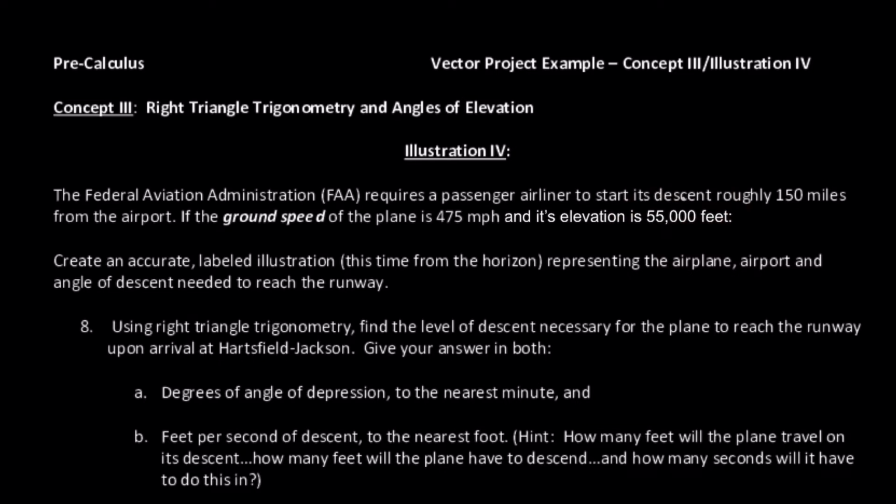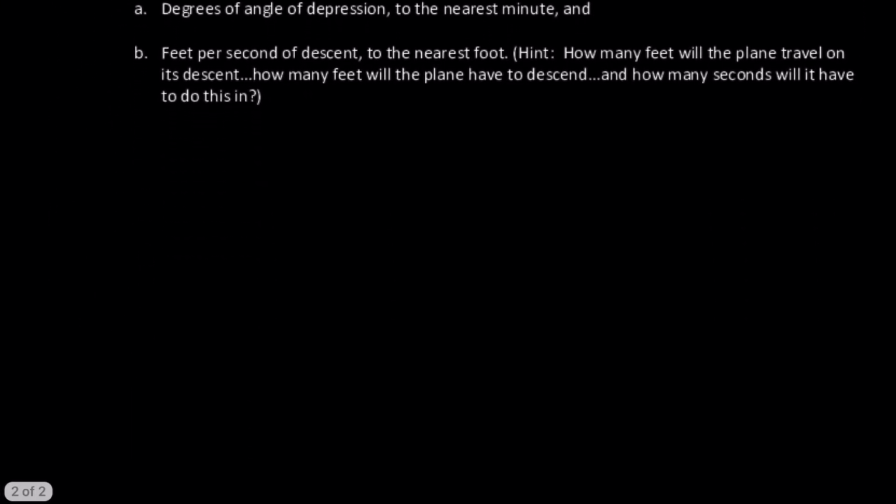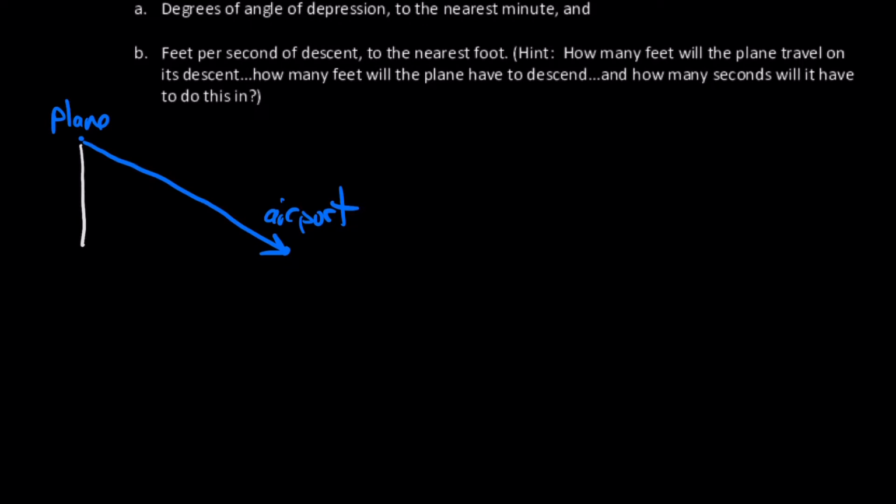So the first thing we're going to do is create an accurate labeled illustration. A diagram, but this time from the horizon, representing the airplane, the airport, and the angle of descent. Let's make a quick sketch here. We've got our plane, and we've got our airport, and the plane is descending to the airport. Since it's right triangle trig, we'll finish the sides of this right triangle. What do we know? We know the elevation is 55,000 feet, and it starts its descent 150 miles out.